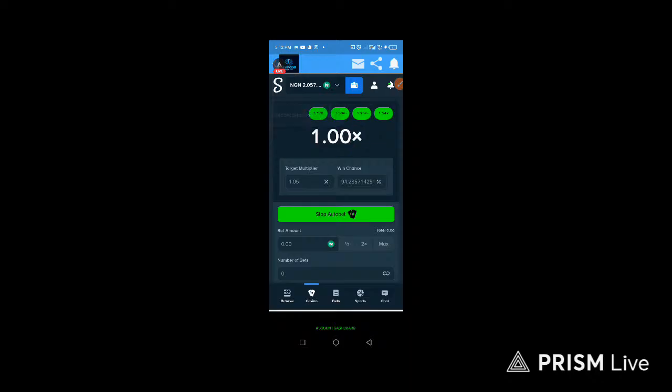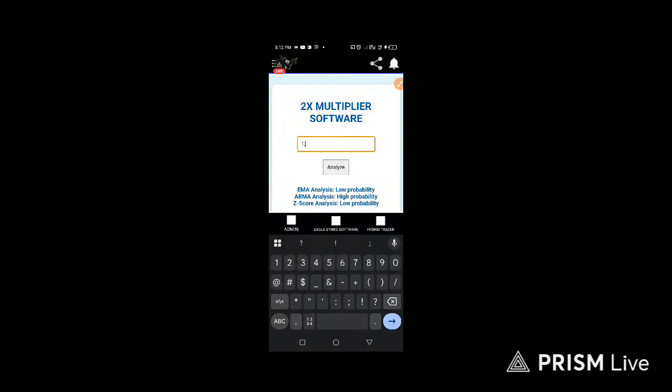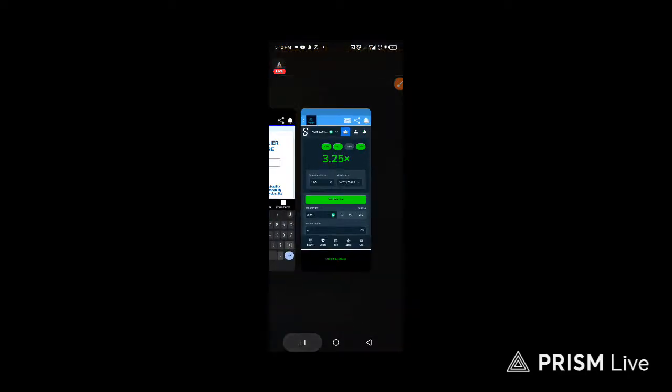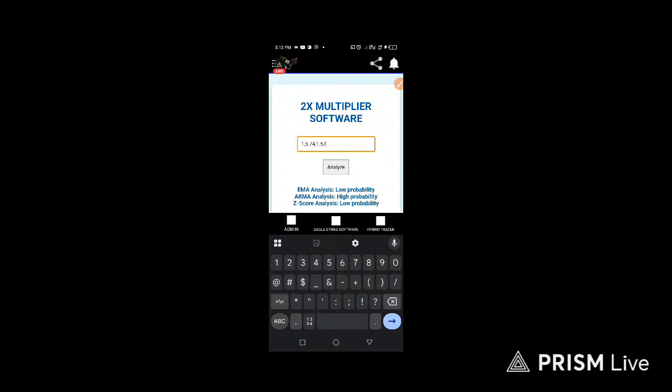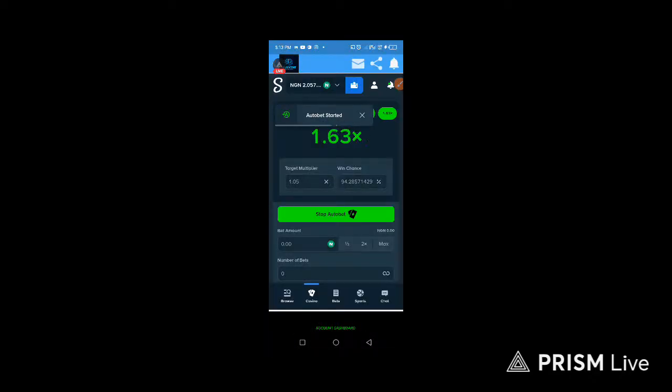Alright, so let's continue. So I think we're having 1.005.74. Then we have 1.57, 1.03, 3.25. It's not a strong signal, so you have to continue and wait for a strong signal. We should have 1.04, 1.79. Not what we want.